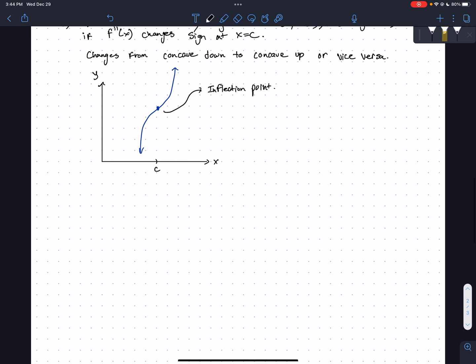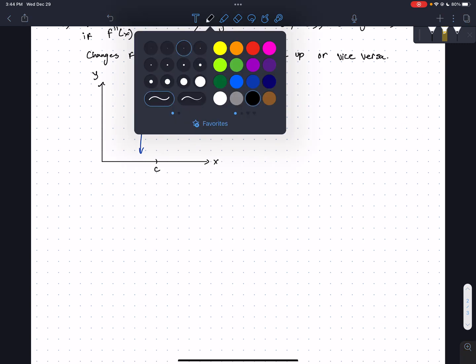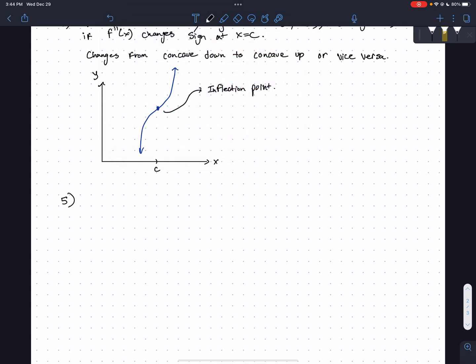So then we also have one more example. All inflections on the graph must occur either where the double derivative equals 0 or where it's undefined, right? So all inflection points have to happen where the double derivative equals 0, or where the double derivative is undefined, right? There has to be a point of inflection on the graph. It must occur. Okay, so that's point 5.